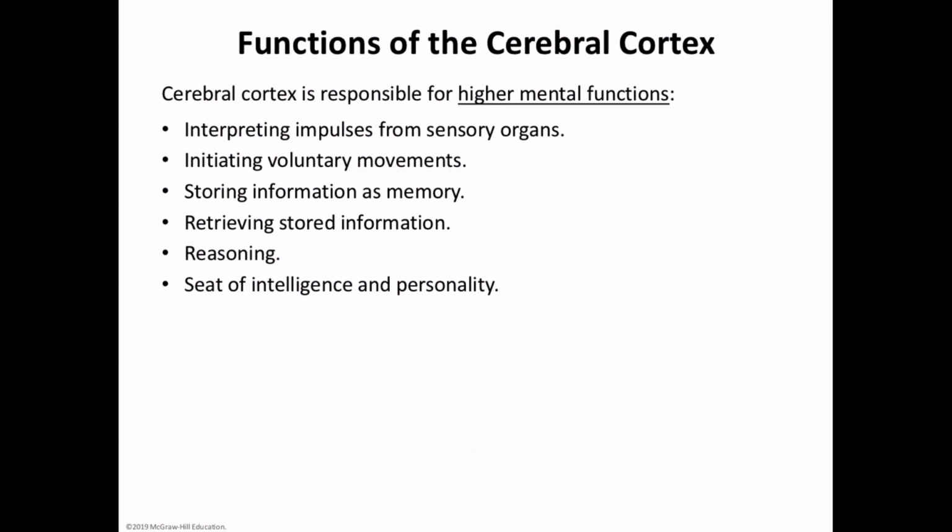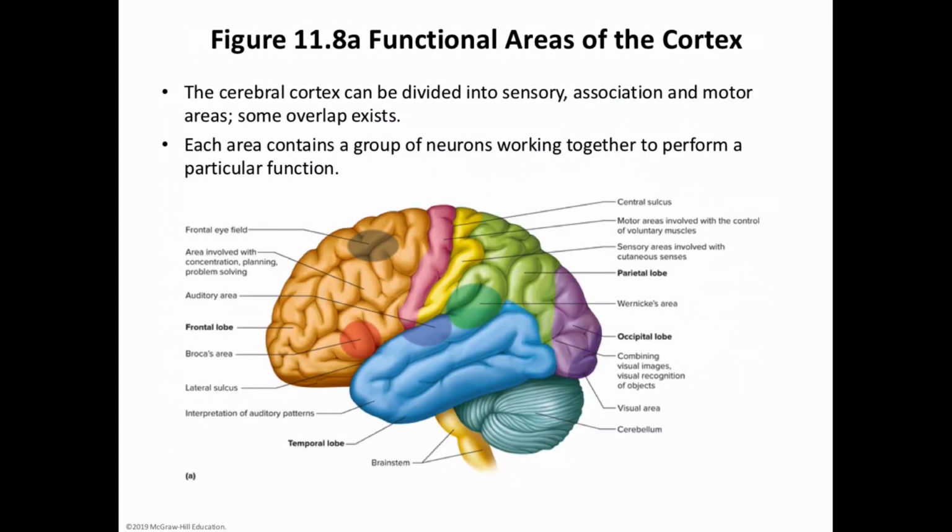So I now get to functions of our cerebral cortex a bit more specifically. I mentioned those functional areas. Those functional areas can be divided into the sensory, association, and motor areas. Each area contains a group of neurons that work together and perform a particular function. So, functional areas of the cortex. Let's begin.